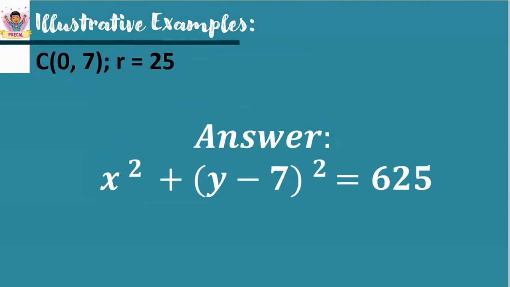So don't get confused about squaring, because in the formula, this requires an r squared. Many students make common errors in answering this problem because they get the square root of 25 instead of squaring 25.